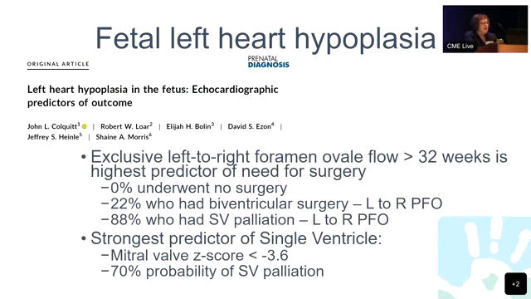0% of patients who had that underwent no surgery. In other words, everyone underwent some surgery. 22% of those who had a biventricular surgery of some type had left to right PFO flow, but 88% of those who had single ventricle palliation had left to right PFO flow. And similarly, the strongest predictor of the need for a single ventricle repair was the mitral valve Z-score of less than negative 3.6, and that was a 70% probability of single ventricle palliation.